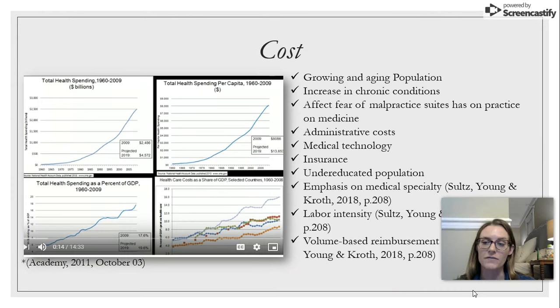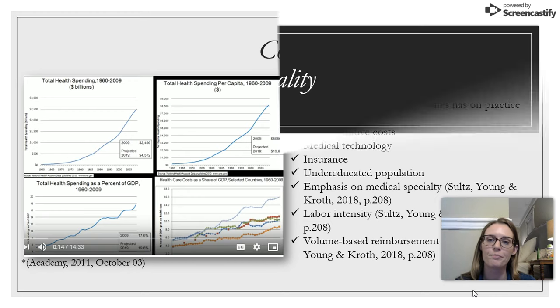There are a lot of different factors affecting the cost of U.S. healthcare. Many of them include a growing and aging population, an increase in chronic conditions, administrative costs, the undereducated population, and labor intensity. It goes on and on. To the left are a few graphs, and between the years of 1960 to 2009, we see how much the U.S. has spent in the billions on healthcare, what percentage of that is the gross domestic product, the total per capita or per person, and then how we rank compared to other major countries' healthcare systems in cost. Obviously, the U.S. spends the most money and has the lowest quality care.